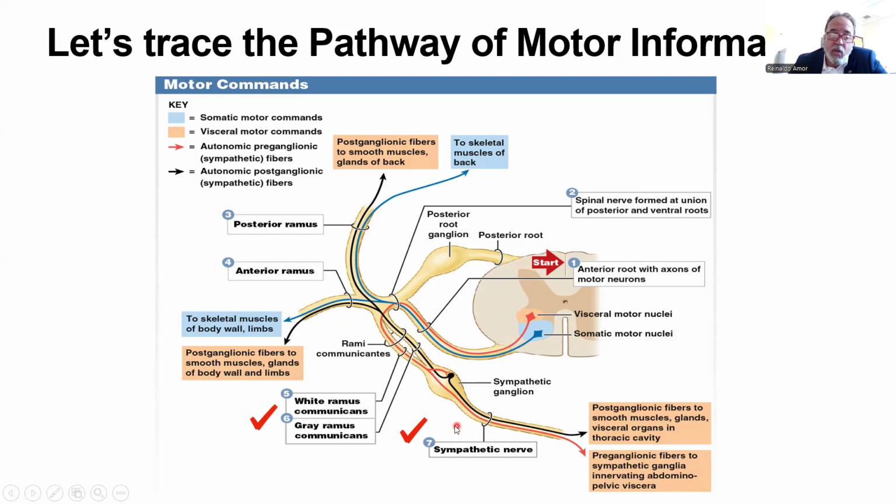So what happens? If the preganglionic neuron synapses, the postganglionic neuron can either go back or it can go forward and not return to the spinal nerve. If it doesn't return, a postganglionic neuron heads to visceral organs in the thoracic cavity. Okay, if it does return to the spinal nerve, it's targeting smooth muscle and glands of the back and in the body wall and limbs. If the preganglionic neuron does not synapse at all and continues on, it forms a sympathetic nerve and is heading to the abdominal pelvic viscera. And that's what I want you to know from that.